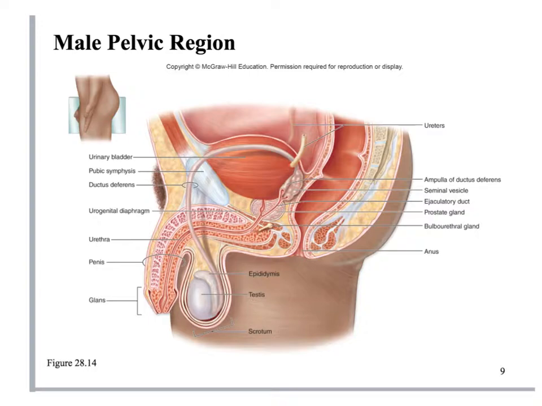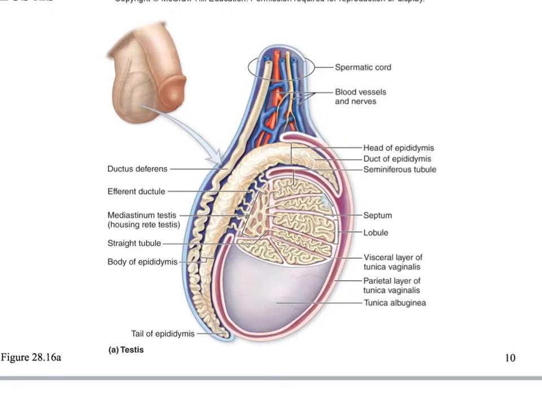Overall, that's the system. The testes are housed outside of the body. They begin in development within the abdomen, and they descend during development out of the body because these cells are most efficient at producing sperm at about 3 degrees lower than body temperature. So the testes are housed outside of the body in the scrotum, which is homologous to female labia majora.